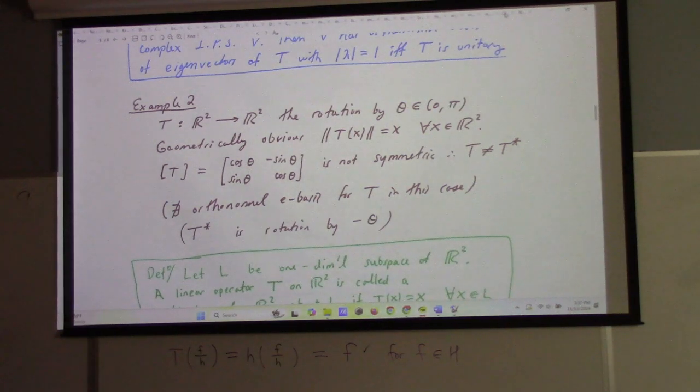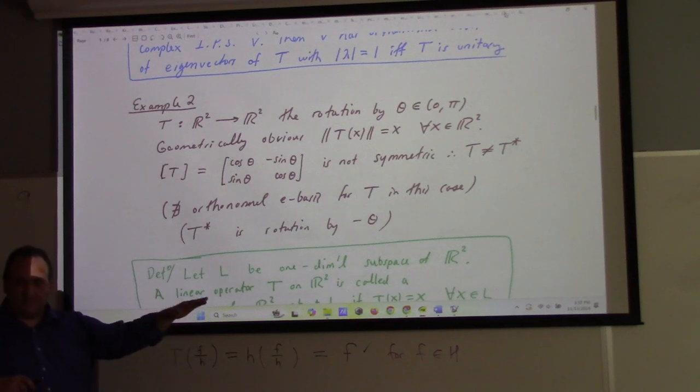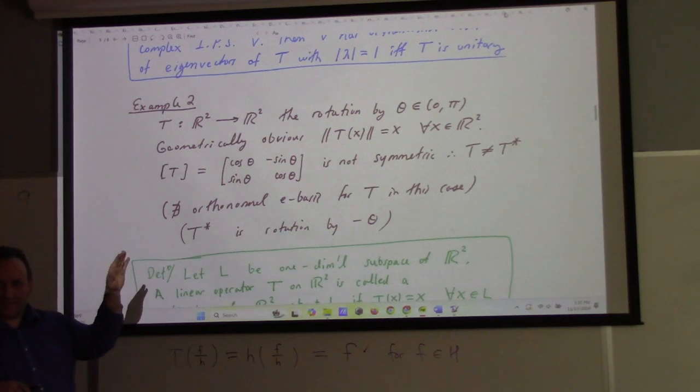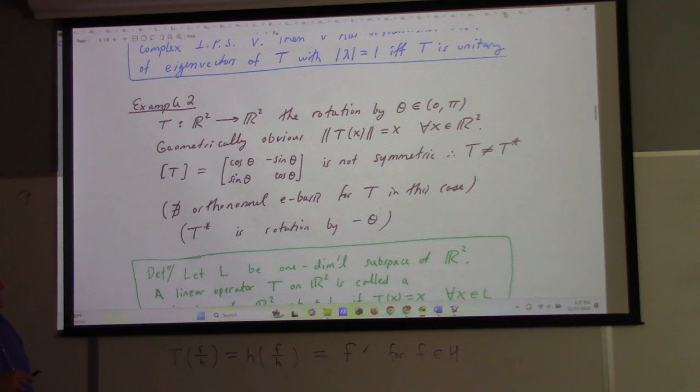So if we have a rotation by angle between 0 and pi, it's geometrically obvious, right, that the length of the vector, if you rotate it, is not changed, right? So the length of T of x is equal to the length of x. Therefore, it's an orthogonal transformation, right?